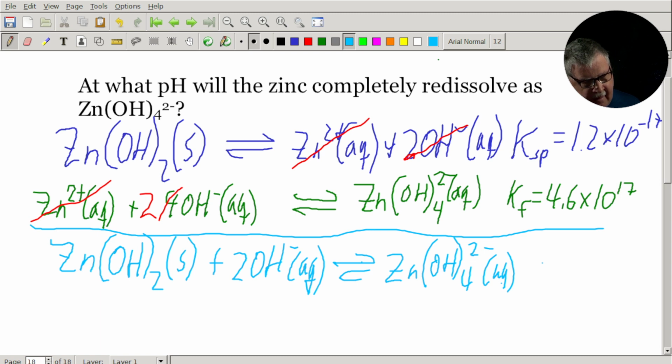All right, so again, just like we did previously, we can calculate the Kc value by multiplying the two together. So we take 1.2 times 10 to the negative 17th and multiply that by 4.6 times 10 to the positive 17th. Okay, we'll use 5.5.